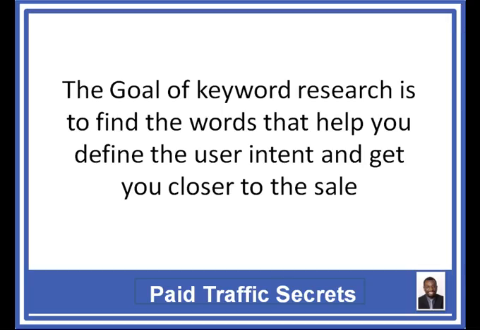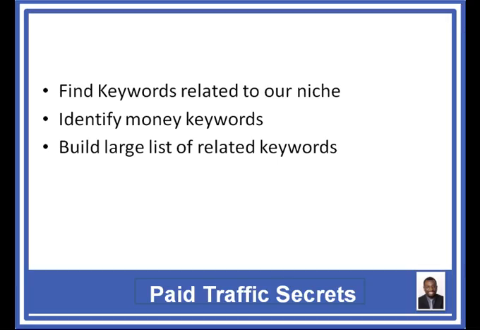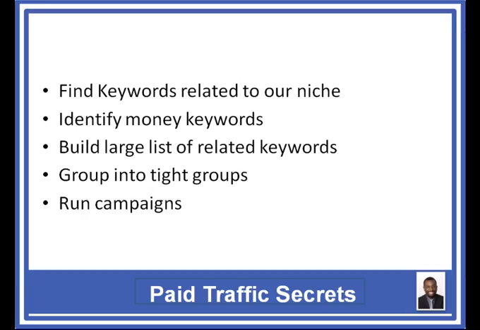Think about it this way. If they type in the right keyword, it's almost as if they're raising their hands and telling you, please sell to me. That's kind of what we are looking for. So whatever niche you are in, you want to find related words. You want to identify what I call the money keywords. These are the ones that show that they are spending money. You want to build a large list of related keywords. Once you build that list, you then want to group those keywords into tight groups, and then you want to run your campaign. So right after this module, we go into building campaigns.